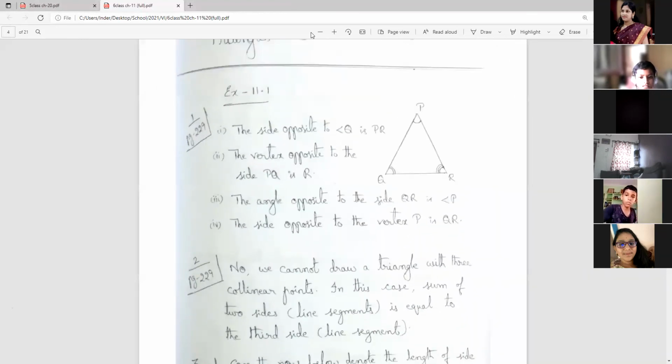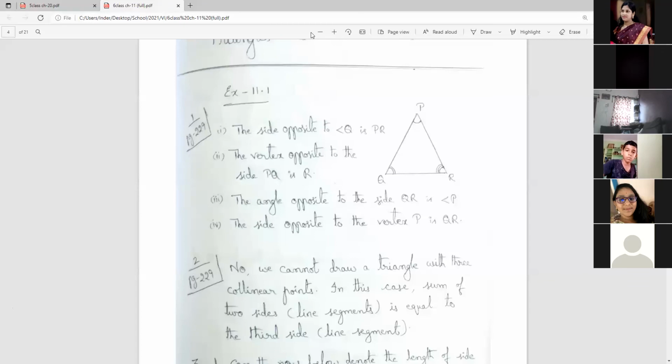Now see, the first question is the side opposite to angle Q. For angle Q, which is the opposite side, children? PR. The vertex opposite to the side PQ is R.